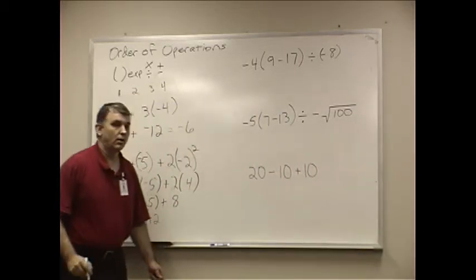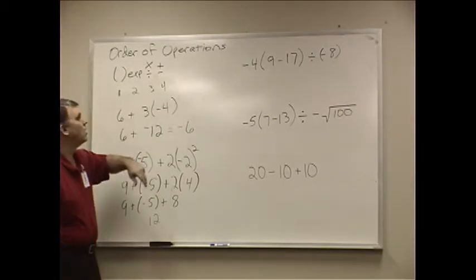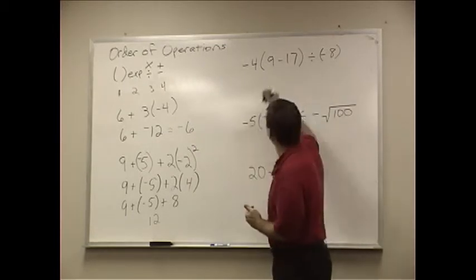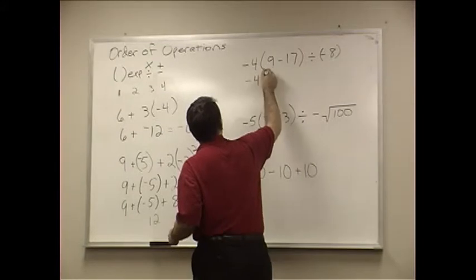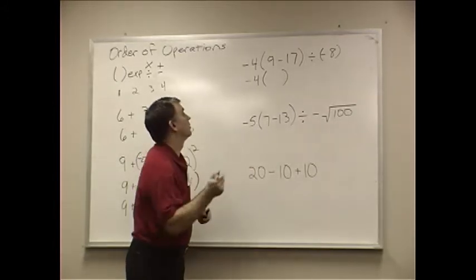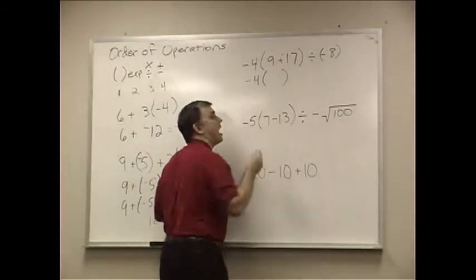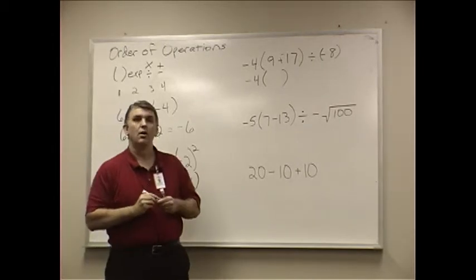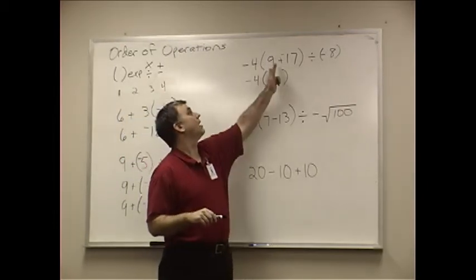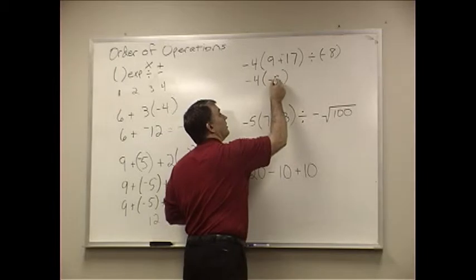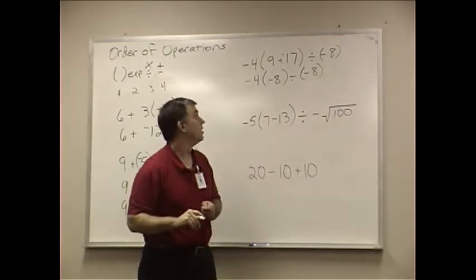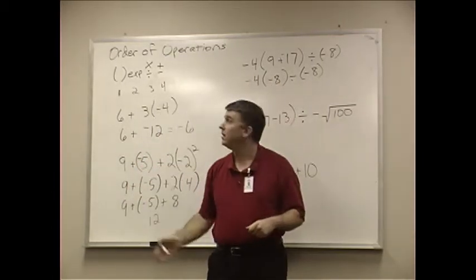For the third example, remember, we're still doing these in order. Parentheses. Some of you are like, yay, we finally get to do something inside the parentheses. So I've got -4, parentheses, 9 minus 17. Well, 9 minus 17 is going to become 9 plus -17 when you convert that, adding a negative, or adding the opposite, excuse me. 9 plus -17, that's -8. Divided by -8. All right, so we've done the parentheses.